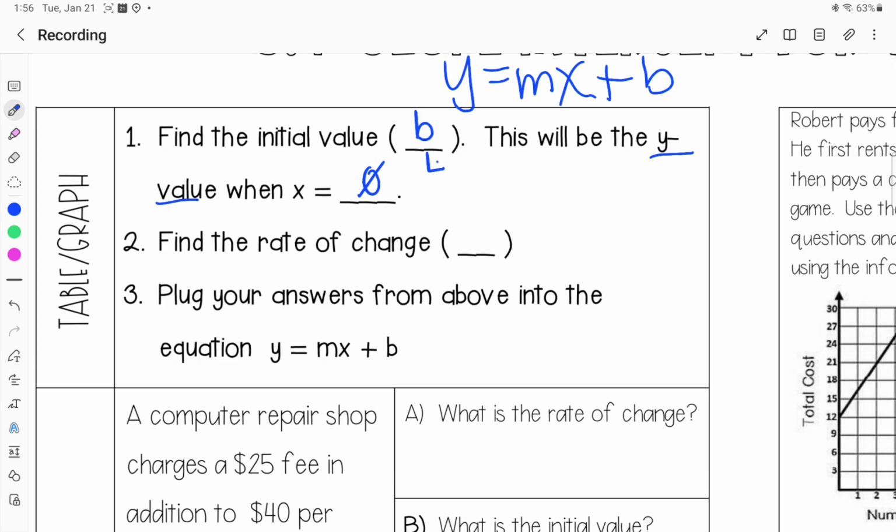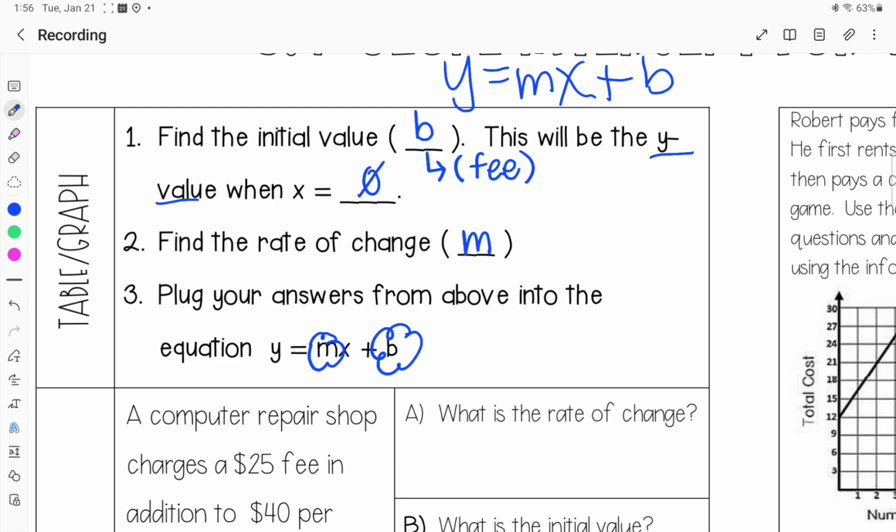In context, this is going to be like a one-time fee, a service fee, a deposit fee, an activation fee, anything like that. It's usually a fee. You also need to find the rate of change, which is our m. So the one that is changing. It's usually attached to the words per or each, something like that. Once we've found them, we're then going to replace our m and our b and solve.